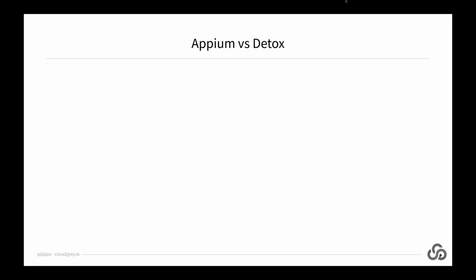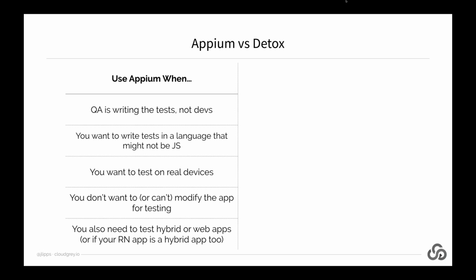We didn't do a big overview of Appium here. I'm assuming that you know a little bit about it, but let's talk about when you might use Appium versus when you might use Detox based on the attributes that I was just sharing with you. Well, I would argue that you should use Appium if you have a situation where maybe a QA team is writing the tests and not the developers themselves. Because of course, it might be difficult to modify the app if you're just receiving it from developers and responsible for testing it. If you want to write tests in a language that's not necessarily JavaScript, you would use Appium because Detox requires you to use JavaScript.